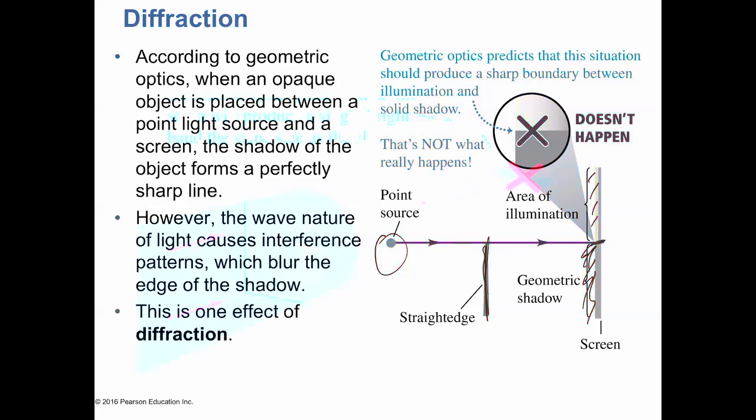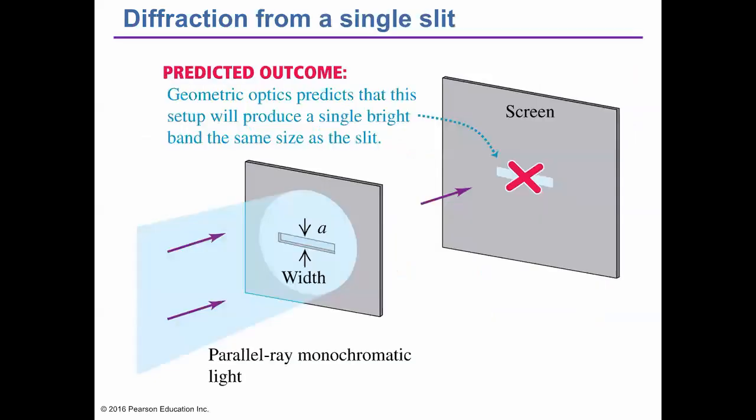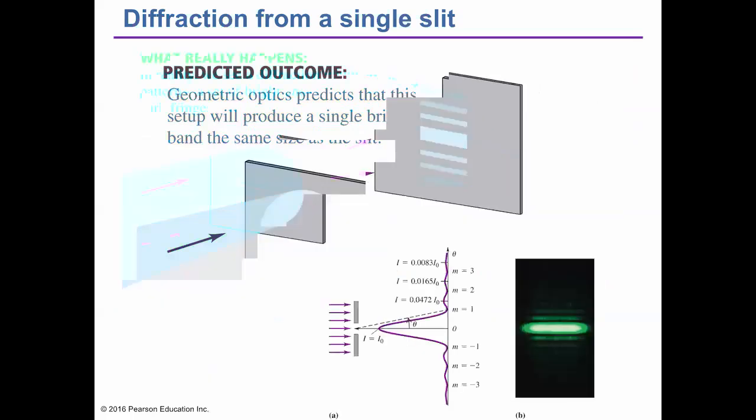For example, if you have light going through some kind of opening, the predicted outcome is exactly the shadow of that. That means the light would go only through that opening and give you, on the screen, just a bright spot, a geometrical match of the opening. But that doesn't happen with waves, with light. Because when it goes through that opening, this is what we get.